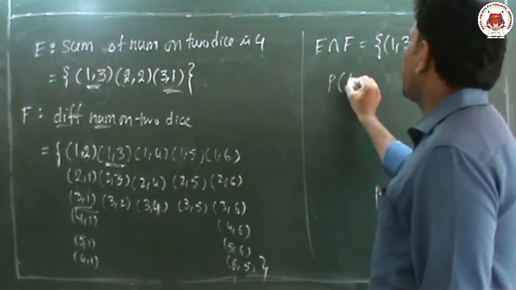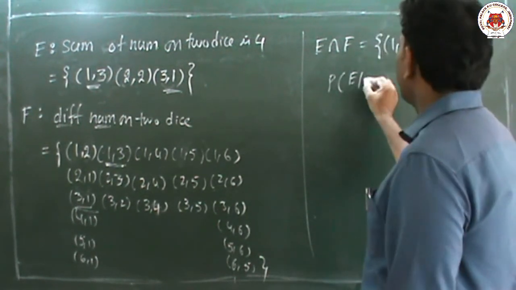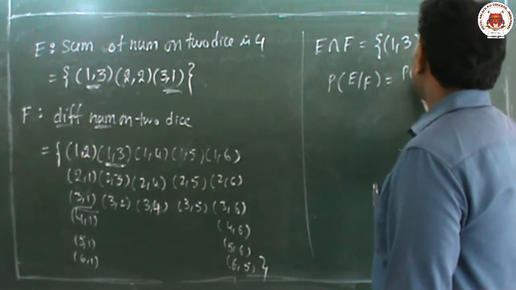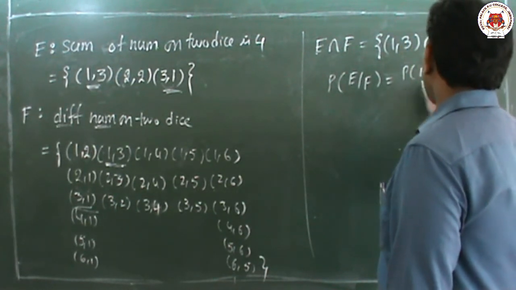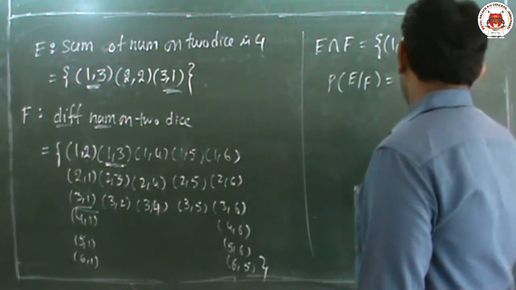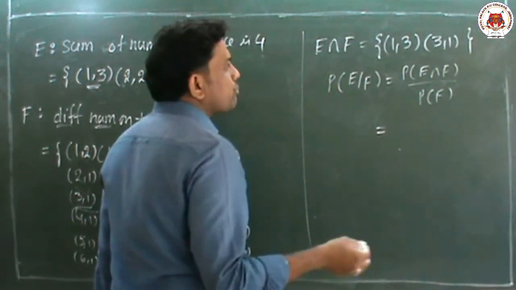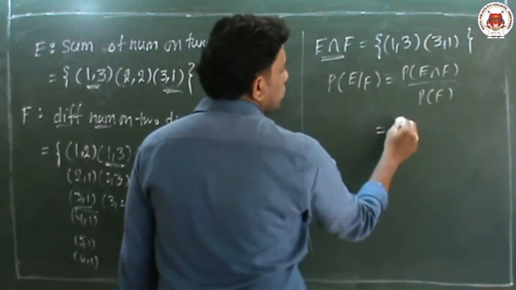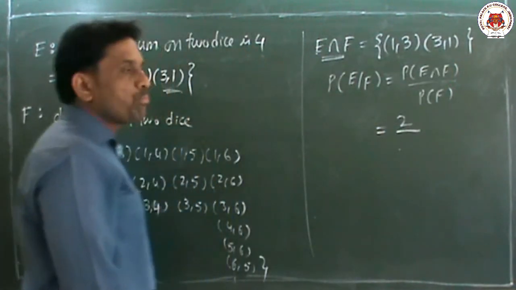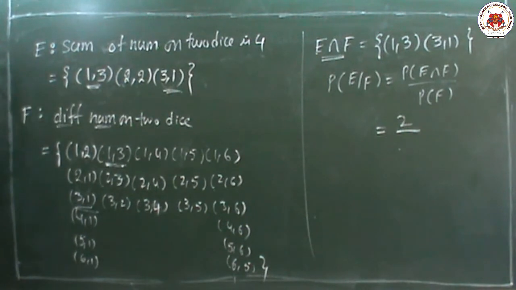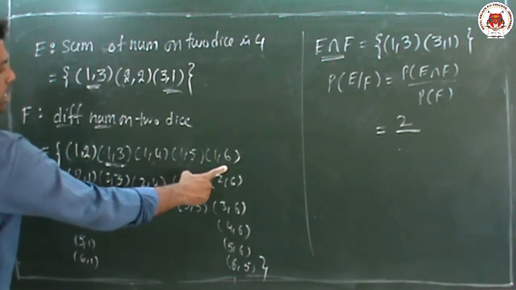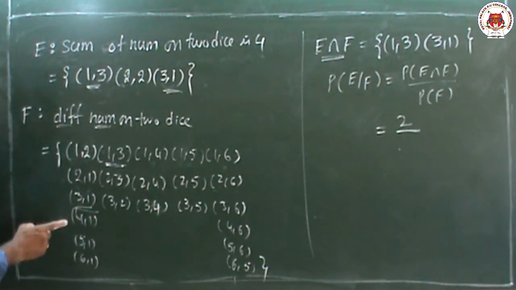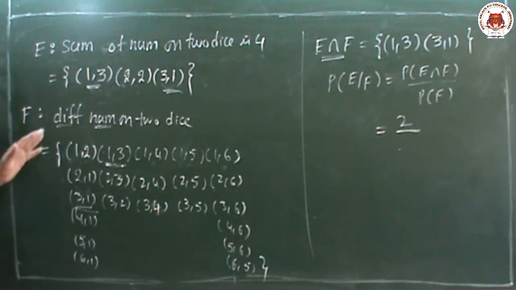Then we have to find P of E by F. The formula is P of E intersection F divided by P of F. P of E intersection F means the number of elements in E intersection F. There are 2 elements. P of F means the number of elements in the F set. How many elements are there in the F set? 1, 2, 3, 4, 5, 6 and 5 each.